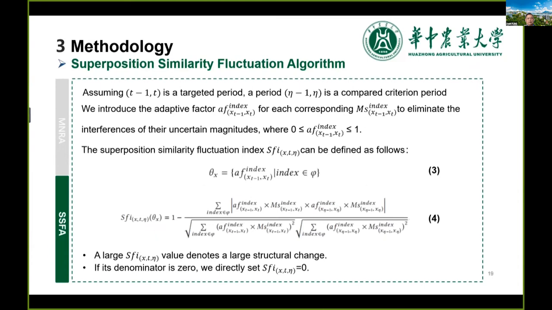The calculation method of the superposition similarity fluctuation index, SFI, is shown in Formula 4. The larger the superposition similarity fluctuation index SFI is, the greater the node change is. If the denominator is zero, the superposition similarity fluctuation index is directly set to zero.